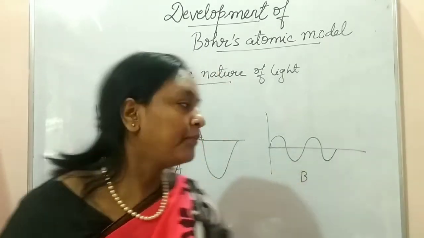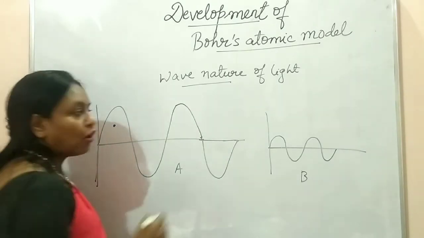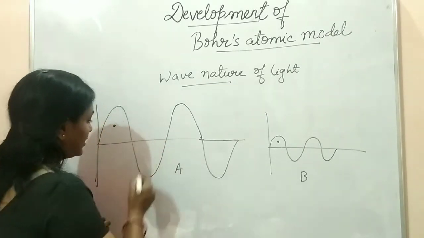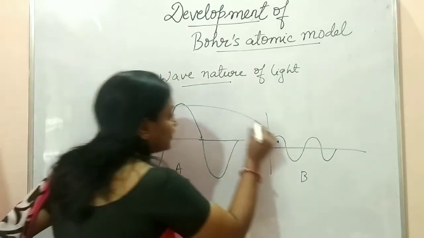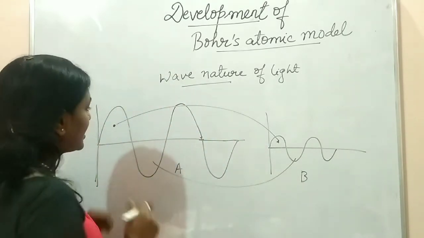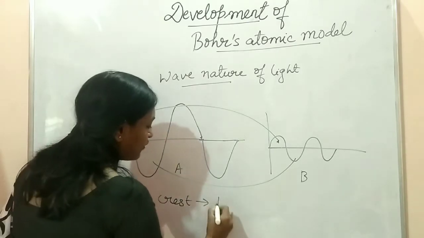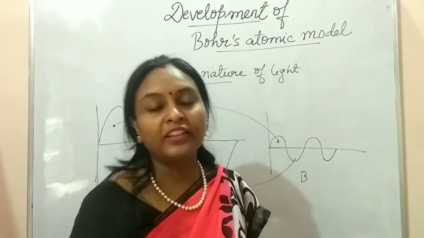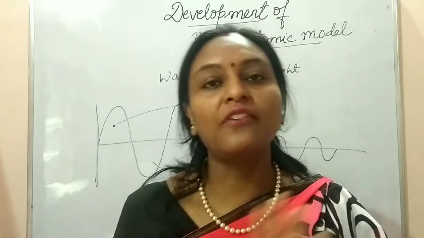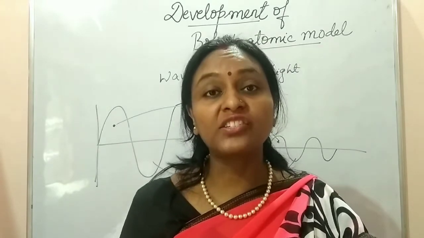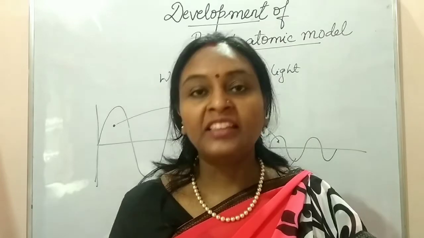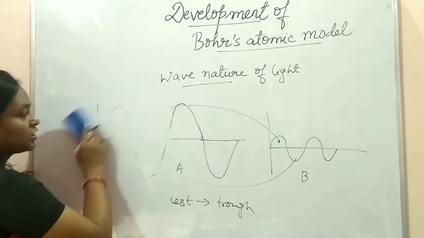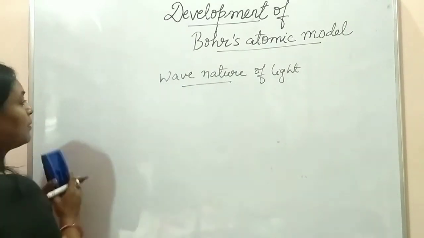There are two possibilities. Either the crest of wave A superimposes with the crest of wave B, and trough with trough. This is one condition. Another condition is that crest overlaps with the trough of another wave, and trough of one will overlap with crest of another. In the first case, when crest overlaps with crest and trough with trough, such type of interference is known as constructive interference. The amplitude of the resultant wave increases.